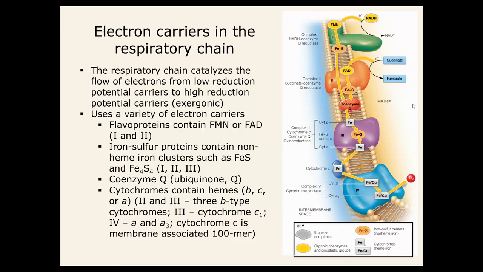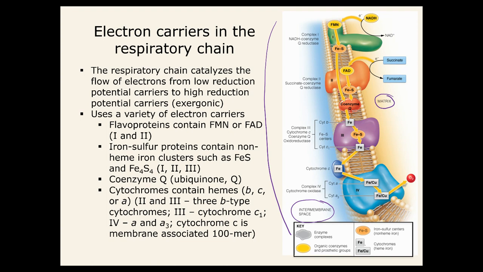Okay, here's another picture of complex 1, complex 2, complex 3, and complex 4. Not shown in this pic is ATP synthase. What I want you to think about, this is an overview. Here's the matrix. Here's the inner membrane space. Not shown is the outer membrane. Okay, so that should be in your mind that you have an outer membrane.